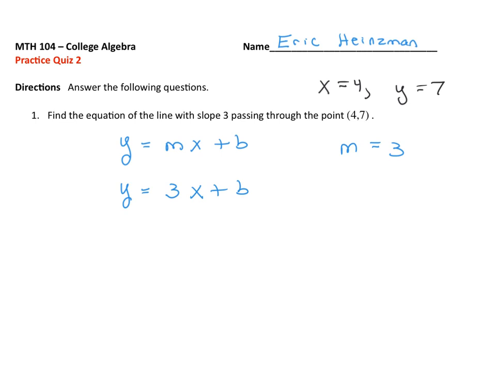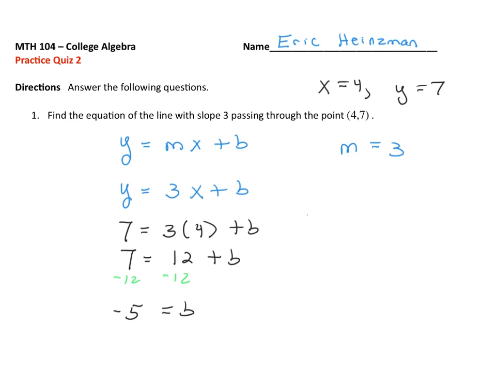So we can go down to our equation and put 7 in place of y, as long as I put 4 in place of x. This must be true in this given linear equation. The only thing that we don't know is b, and that means we can solve for it. 3 times 4 is 12, and if I subtract 12 from both sides, I get negative 5 on the left, and that is equal to b.